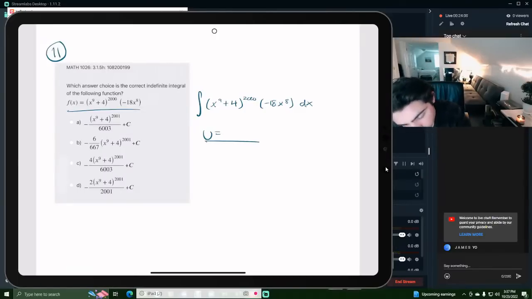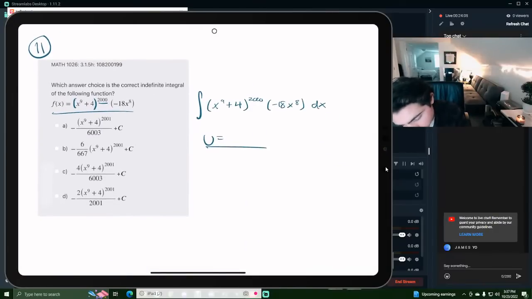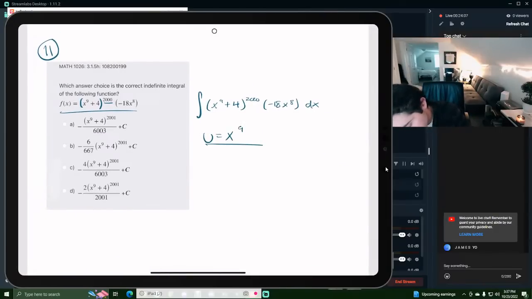The u we will pick by finding whatever's in the parentheses being acted on by some outer function. And so the inside parentheses stuff is x to the 9th plus 4. Once we have u, we take our derivative of u to get du. Derivative of x to the 9th is 9x to the 8th. And anytime we find du, we will tack on dx in these problems. And then we will solve for dx by dividing by, in this case, 9x to the 8th.